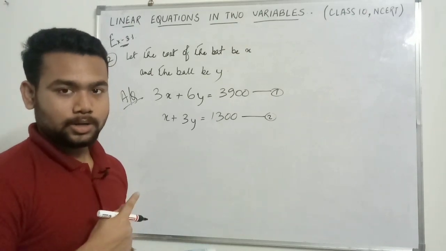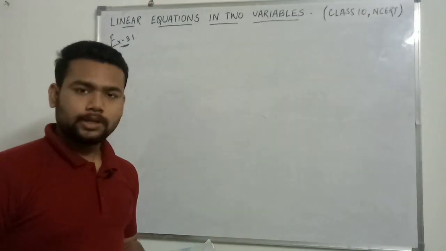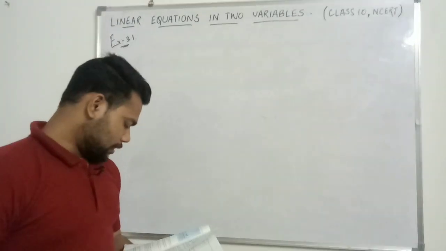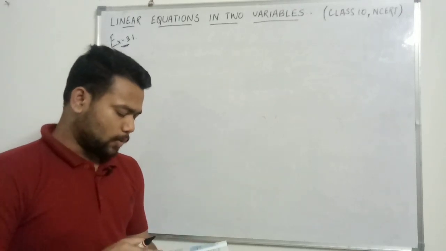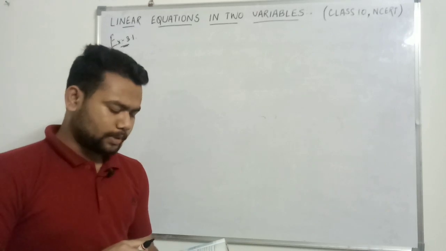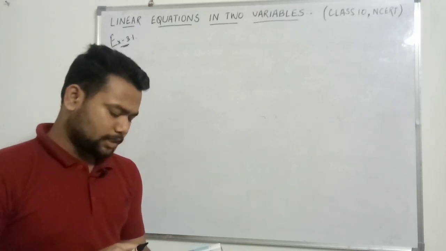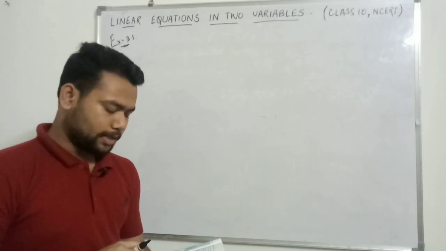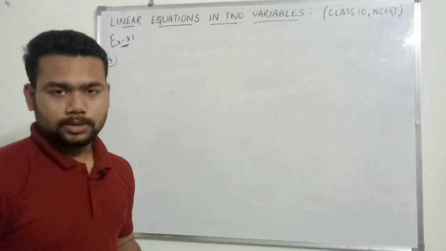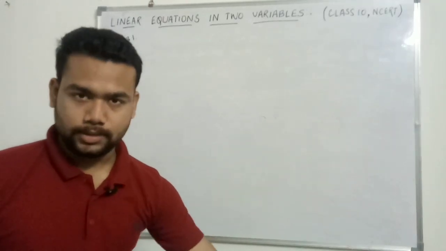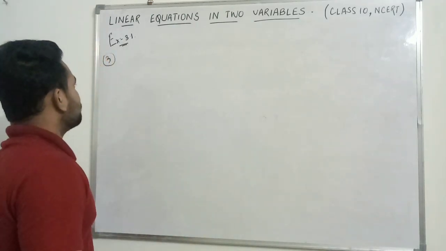Let's go for question number 3. Question 3 is the same as question 2. Still, let's go for the question. The cost of 2 kg apples and 1 kg grapes on a day was found to be 160. And after a month, the cost of 4 kg apples and 2 kg grapes is found to be 300. So we need to convert the whole question into algebraic form as well as graphical form.